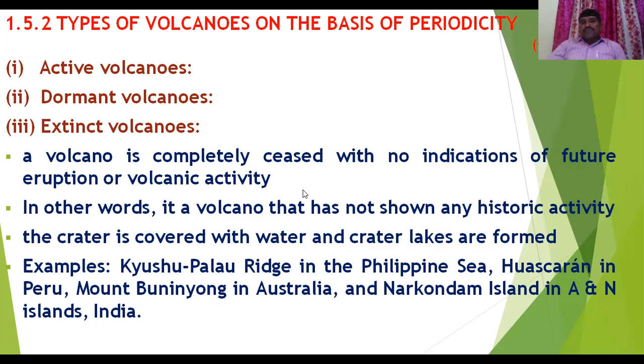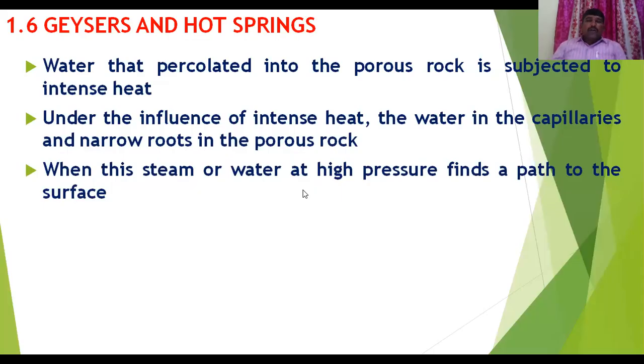Before a volcano becomes extinct, it passes through a waning stage during which steam and other hot gases and vapors are exhaled. These are known as fumaroles or solfataras, which we have discussed in the previous session. Now, we will go on to the geysers and the hot springs.